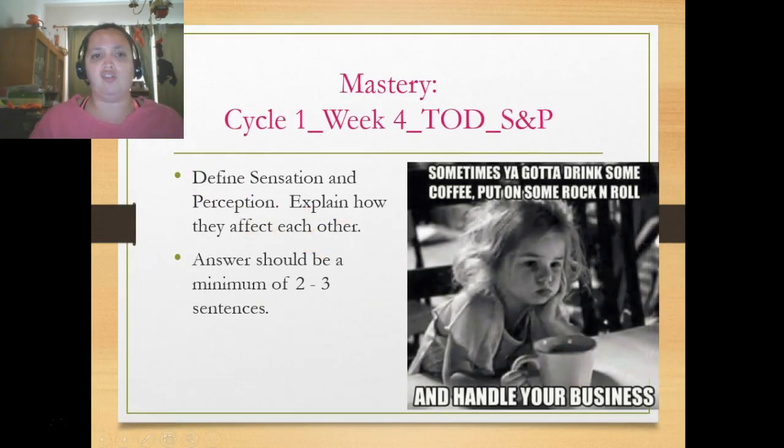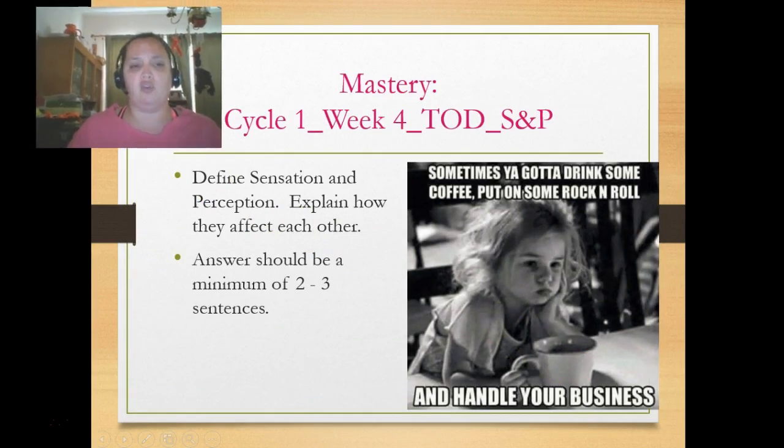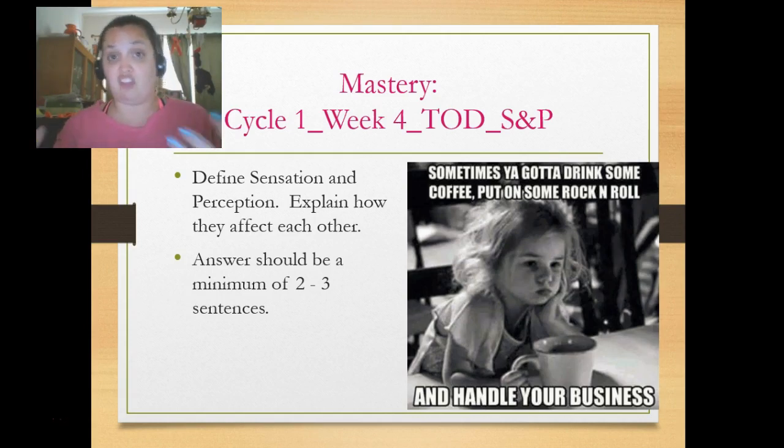All right, here it is, your Cycle 1 Week 4 ticket out the door. Sorry, I think I said the wrong number earlier, but remember that password was neuron. That's right. It asks you to define sensation and perception and explain how they affect each other. So that's what we've been going into, sensation being the information we receive through our senses, and perception being what we do with that information. They affect each other because if we didn't bring information in through our senses, we'd have nothing to perceive. But perception controls how we react to or respond to that sensation.